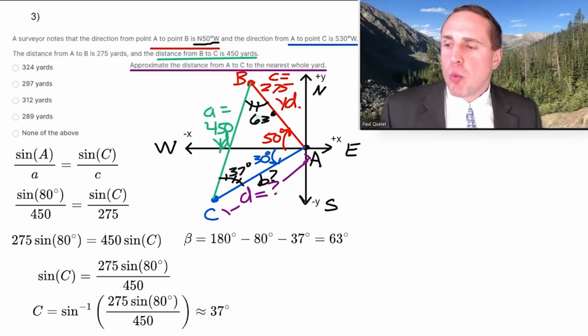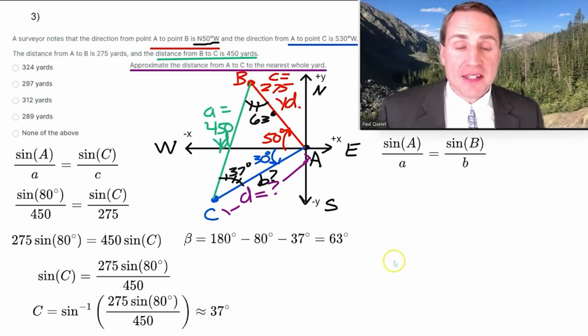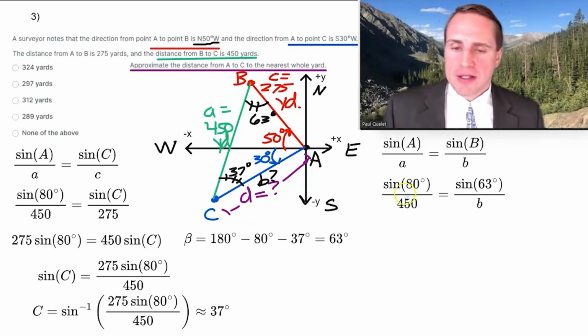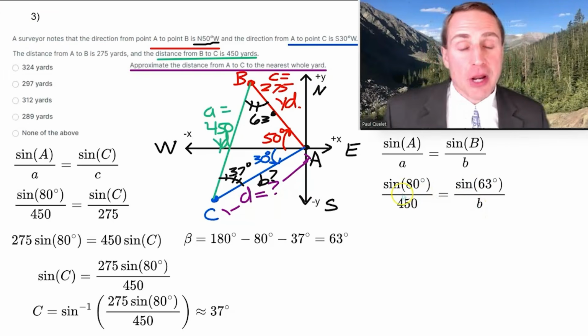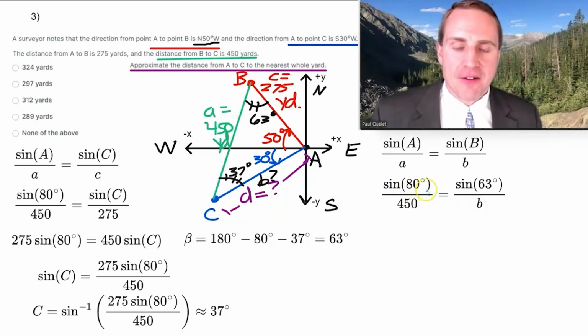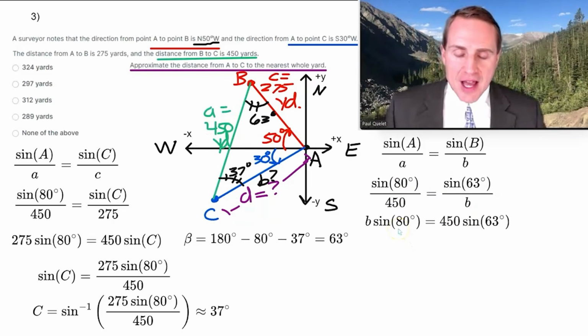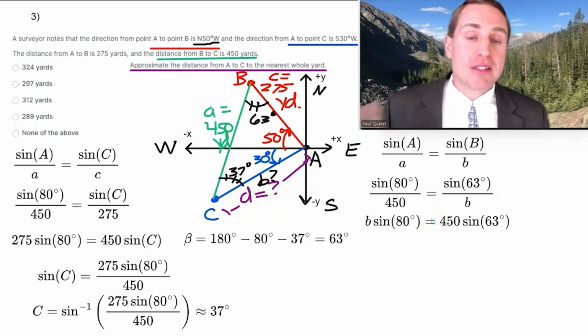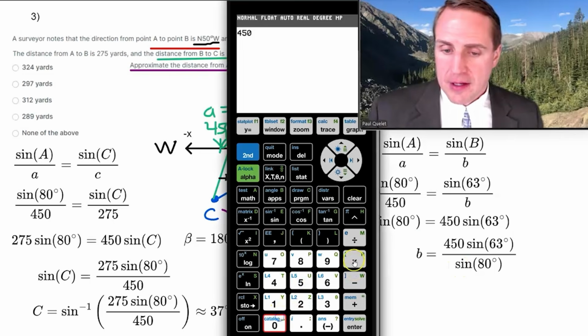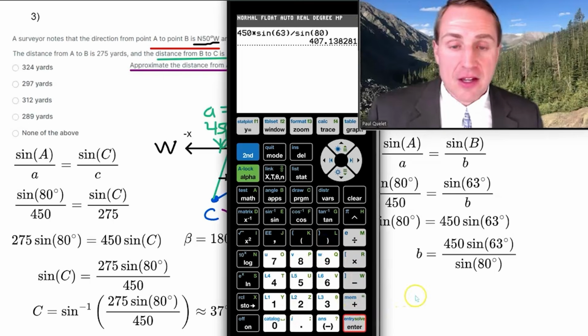So we want to use the law of sines again, this time for angle B and side length lowercase b. So we have sine of 80 degrees over 450 is equal to the sine of 63 degrees over b. So we got to cross multiply and then divide to find our final answer. Okay, so b sine 80 degrees is equal to 450 sine 63 degrees. Let's divide by sine of 80 degrees, then put it in the calculator. So 450 times the sine of 63 degrees divided by the sine of 80 degrees. And we get about 407 yards.